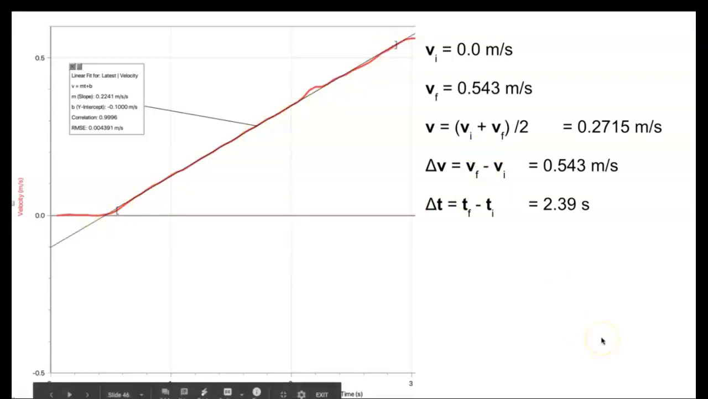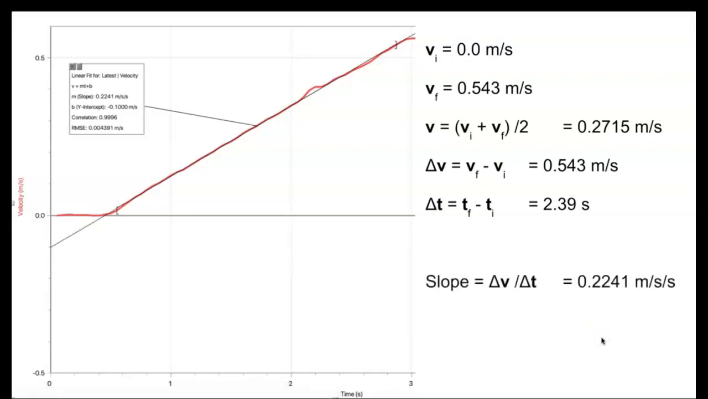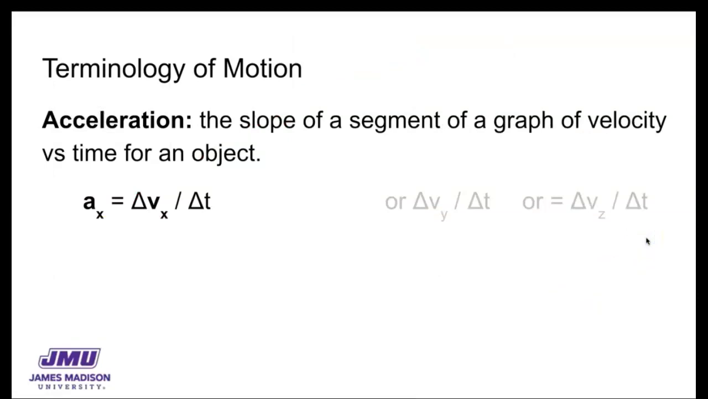And I now have 2 data points on my graph that I could use to find a slope, a beginning and an end. The slope of this velocity graph is 0.2241 meters per second per second. We'll talk more about those units when we do some sample problems. The slope of a velocity versus time graph is a term that we call acceleration, and we want to make sure that we know that acceleration is calculated algebraically as delta V over delta T, but we also want to make sure that we're clear on the fact that the acceleration of an object is the slope of that object's velocity versus time graph.